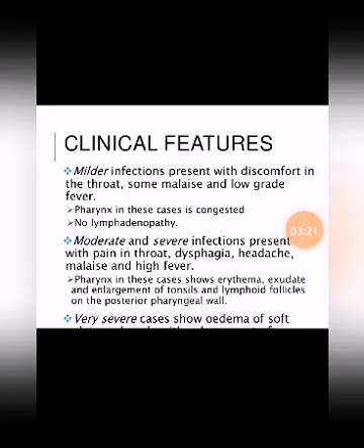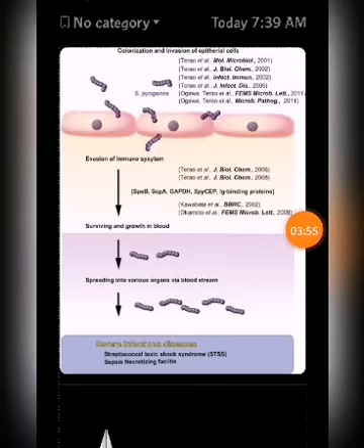Now, what do moderate and severe infections present with? Pain in the throat, dysphagia, headache, malaise, and high fever. The pharynx shows erythema, exudate, and enlargement of the tonsils and lymphoid follicles on the posterior pharyngeal wall. Very severe cases show edema of the soft palate and uvula, and enlargement of the cervical nodes as well.